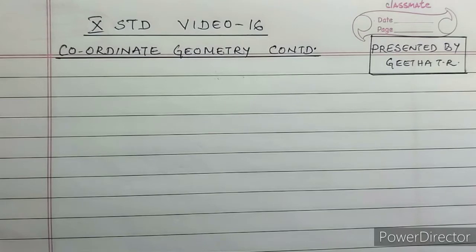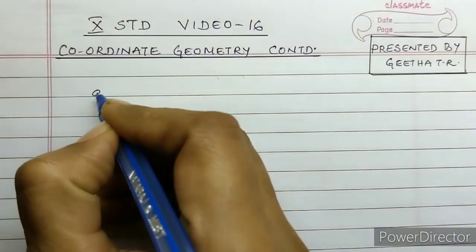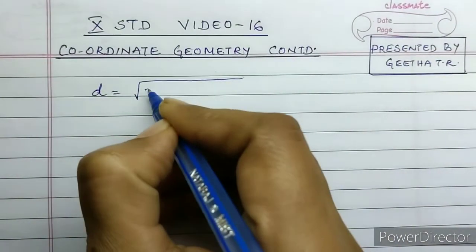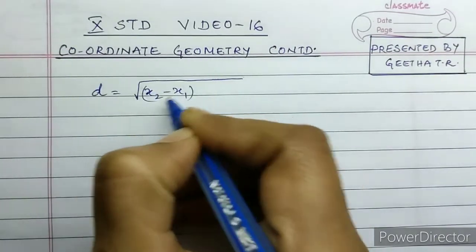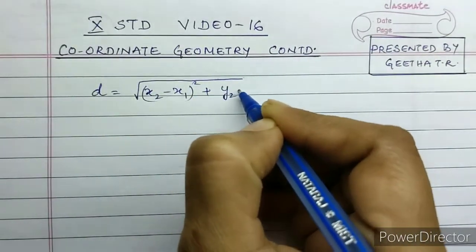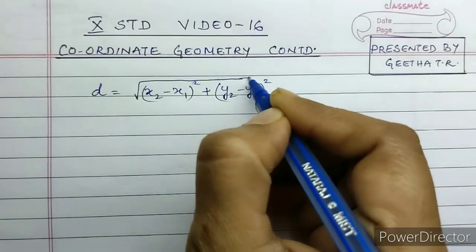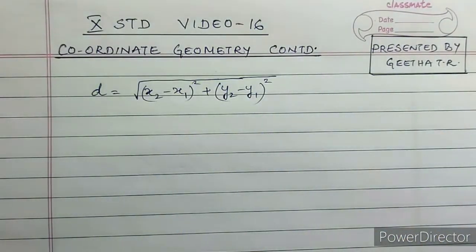In the previous video, we have completed the distance formula. The distance formula is used for finding the distance between two points if the coordinates of the two points are given. Hope you remember the distance formula. It is d equals square root of (x2 minus x1) the whole square plus (y2 minus y1) the whole square, where x1, y1, x2, y2 are the coordinates of the points.